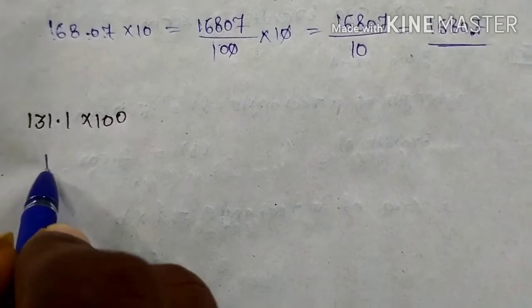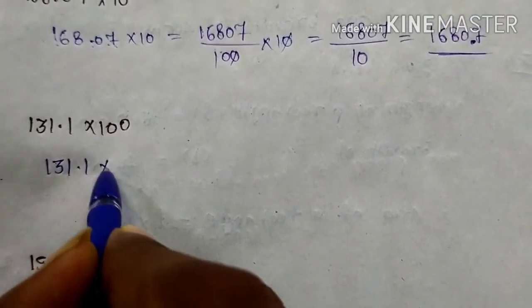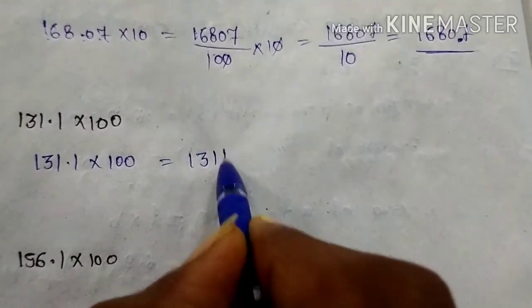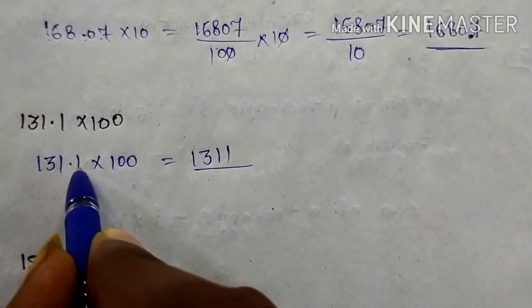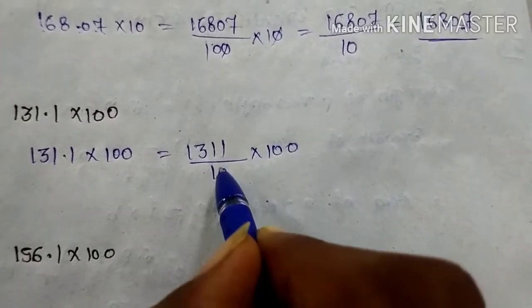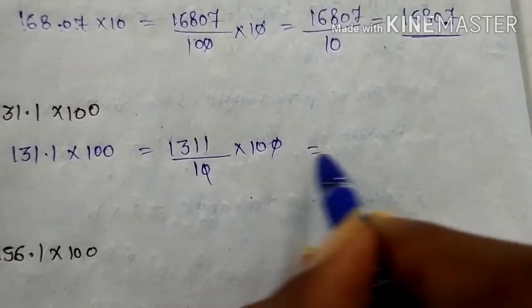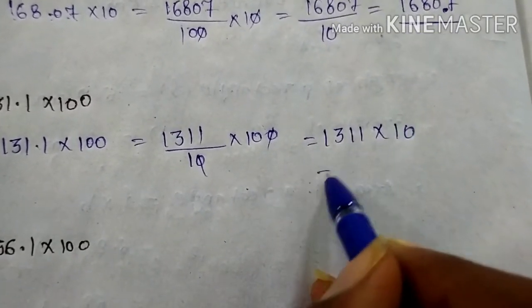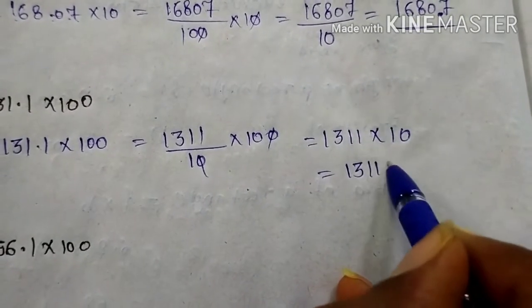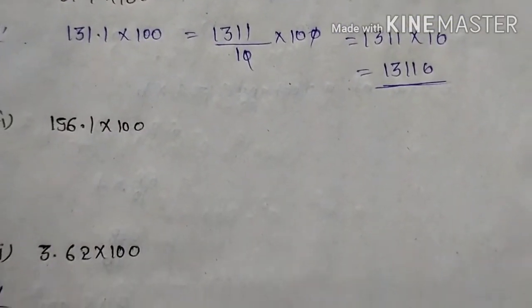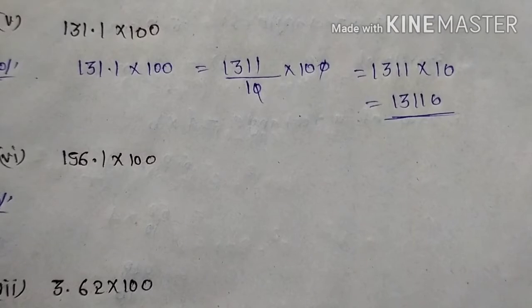In the similar way, see 131.1 into 100. 131.1 means you can write 1311 by 10 into 100, since after the decimal point there is only one digit. See, 0 0 cancel, you will get 1311 into 10. That means you will get 13110. This is your solution. Just see one more problem.